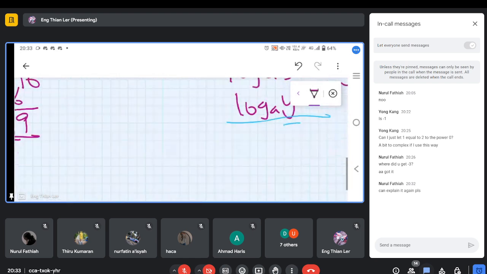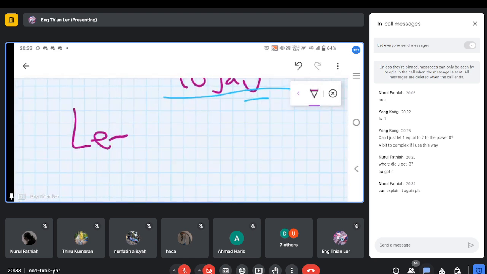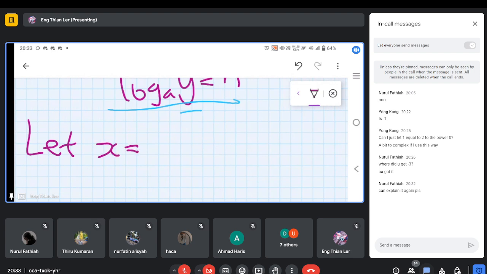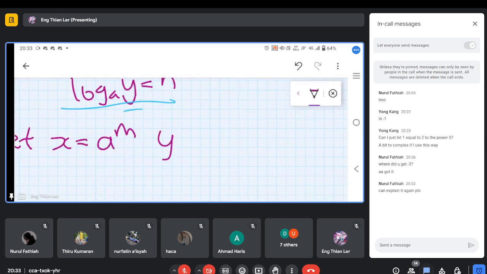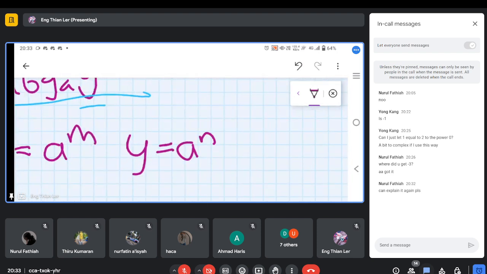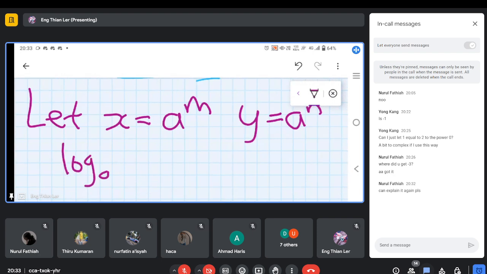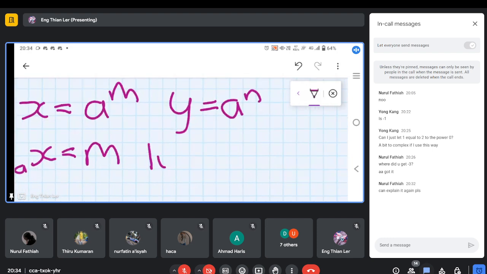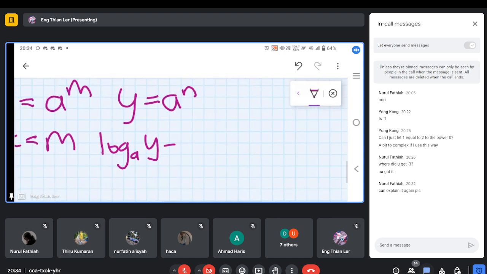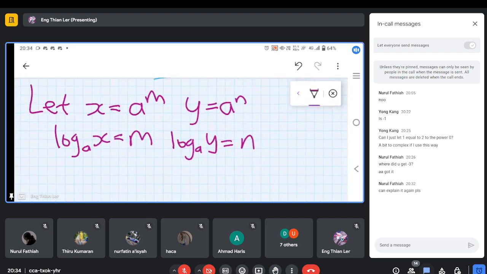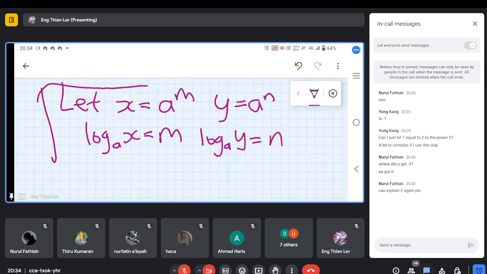Okay. So we let x equal to a to the power m, and y equal to a to the power n, and log base a of x equals what? This is equal to m, right? Yeah, because the log of the same base, they cancel each other. And log base a of y is the same as this. This is just n. It's the same principle. So now we have this information, we can start proving.